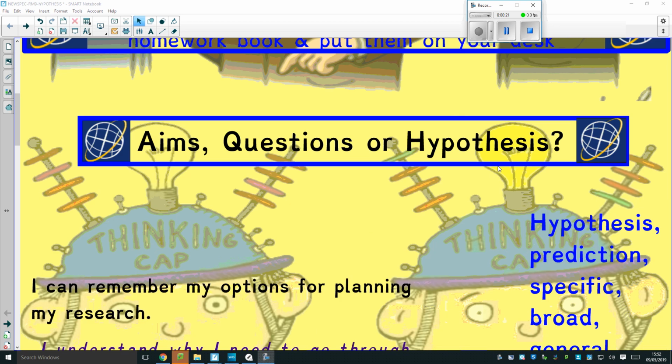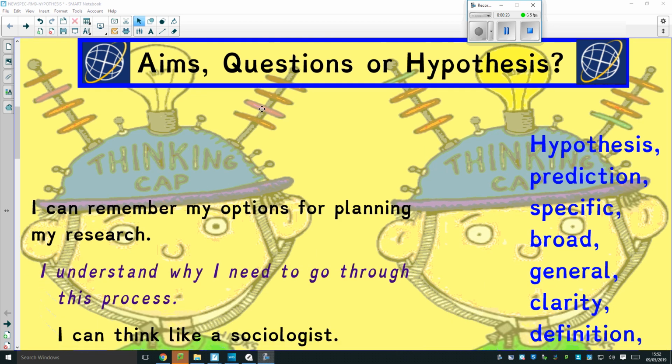So, aims, questions, or hypothesis. When you're starting your research, you've got to start off with one of these three things, depending on how you want to proceed.